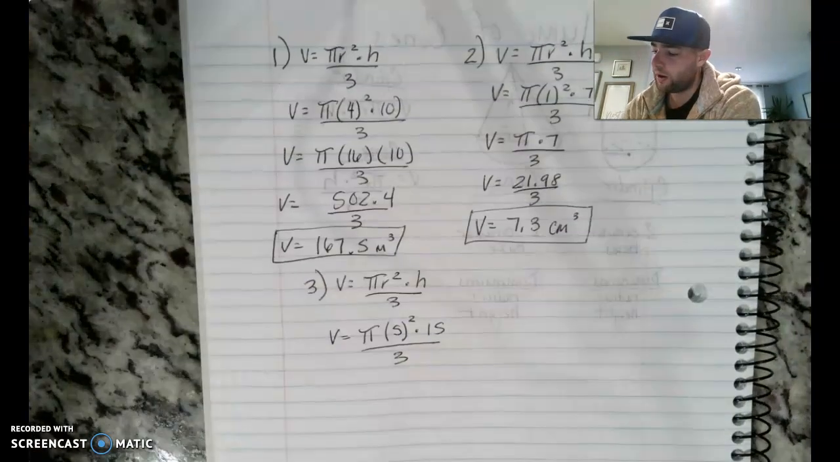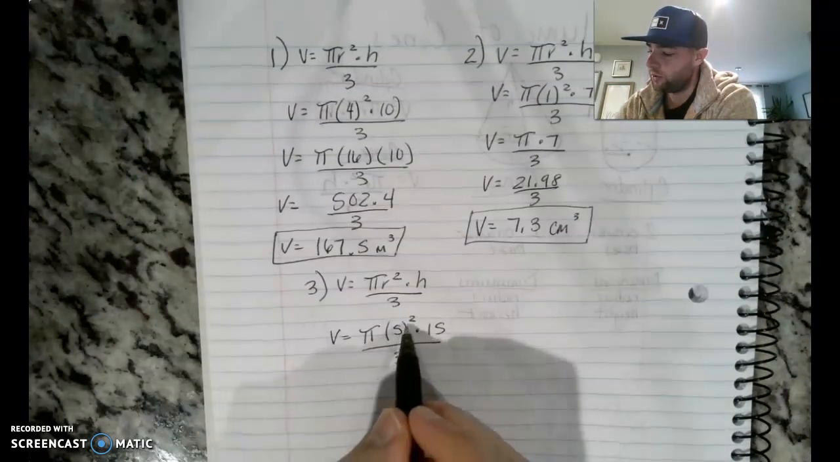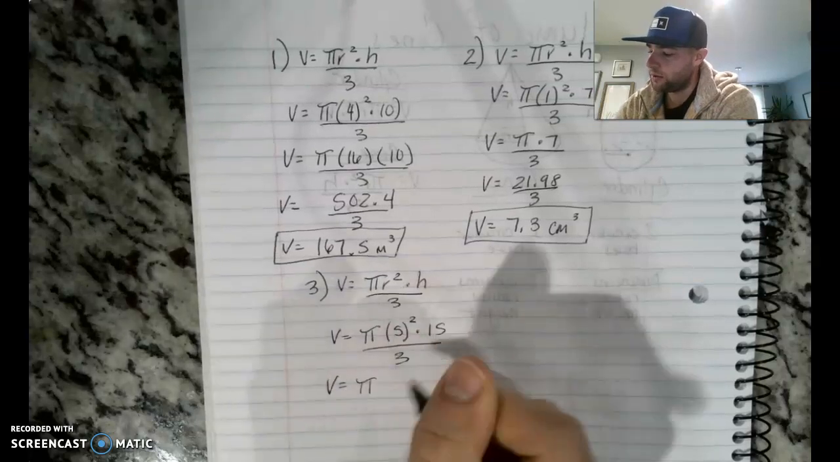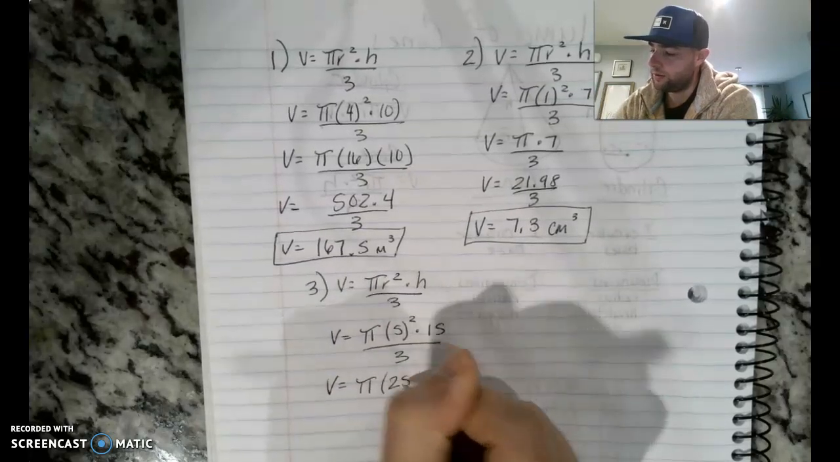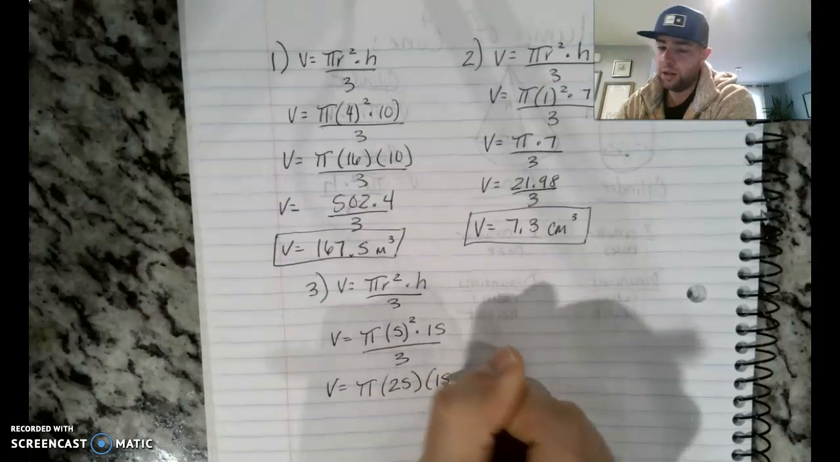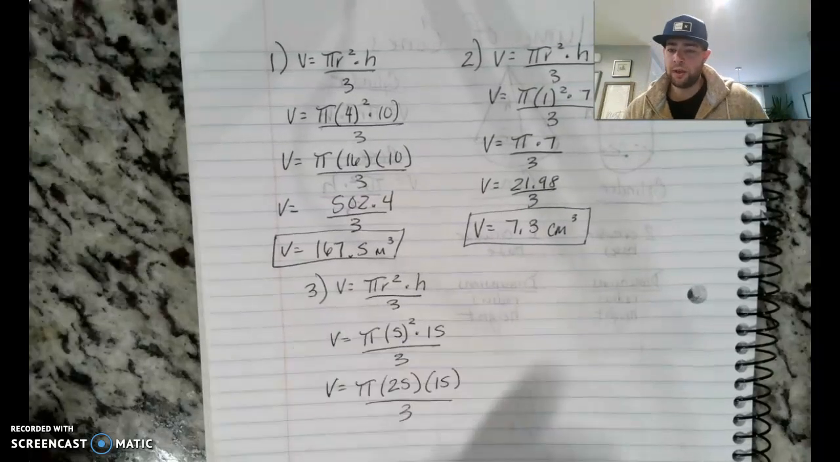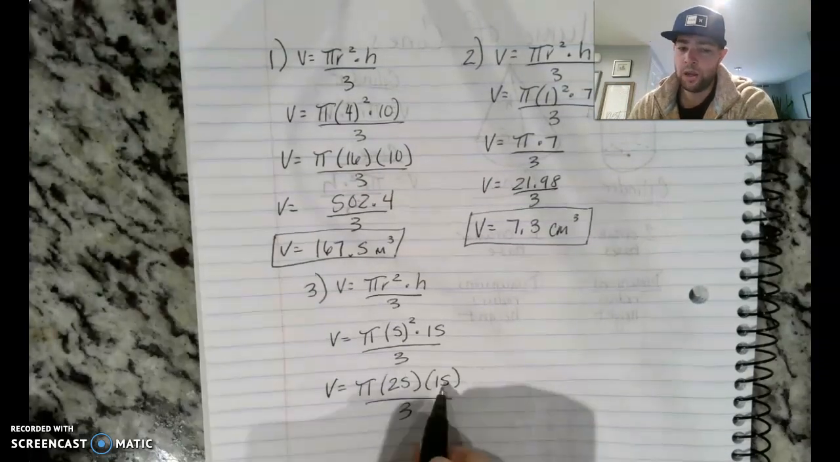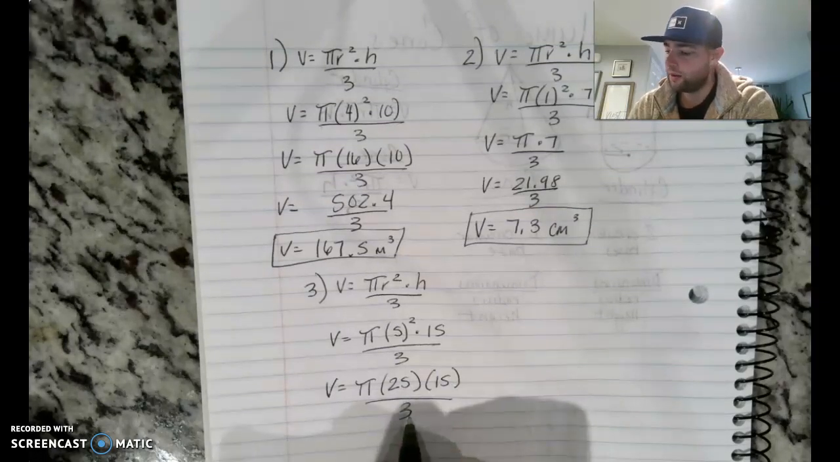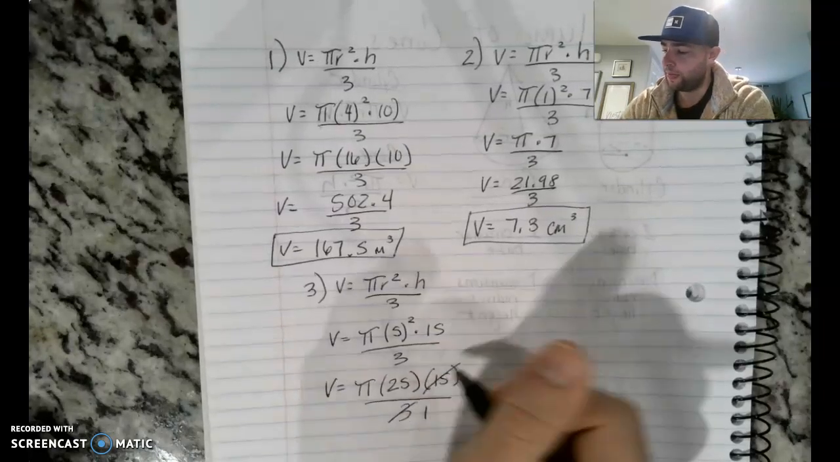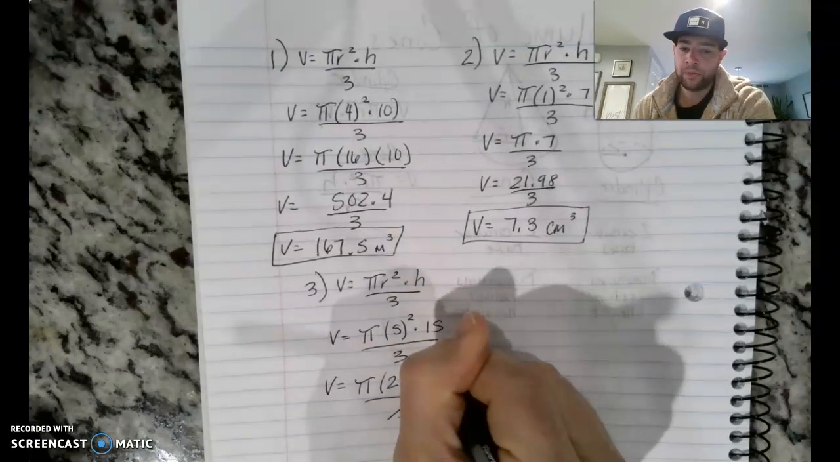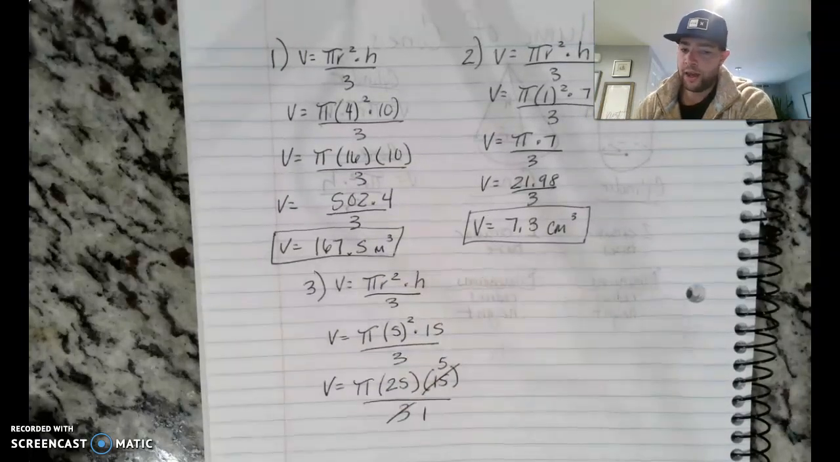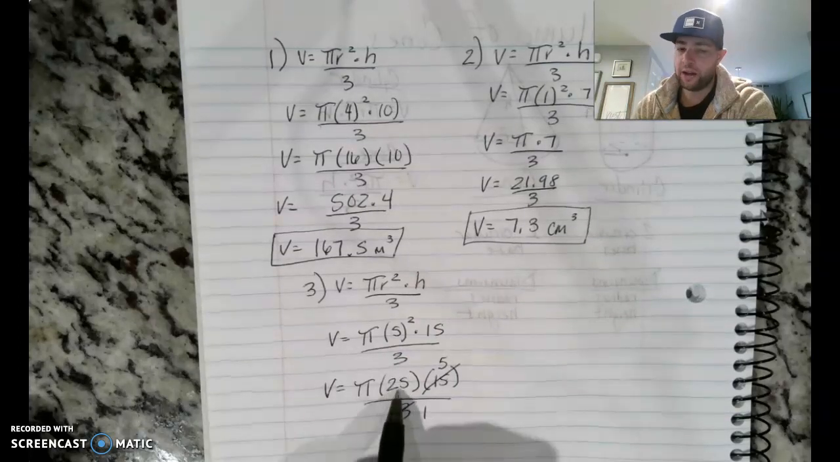So the first thing we're going to do is 5 squared. So bring down volume equals pi times 5 squared is 25 times our 15, our height, divided by 3. Now the cool thing here is I don't need to multiply everything on the top and then divide by 3, because I can do this factor of 15 and I can simplify that by dividing by 3, which saves us a step. So 15 divided by 3, 3 becomes a 1. 15 divided by 3 becomes a 5. I'm just going to put a 5 above it.